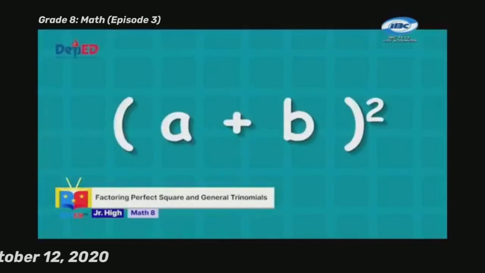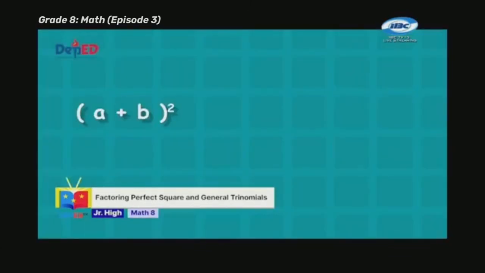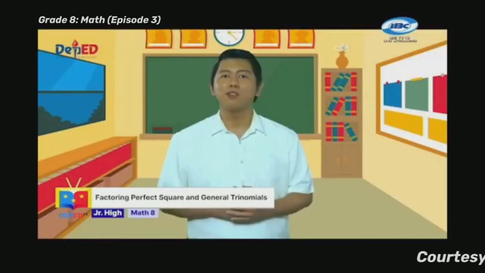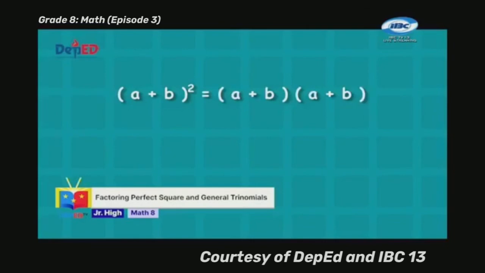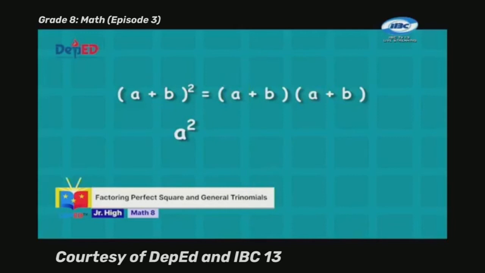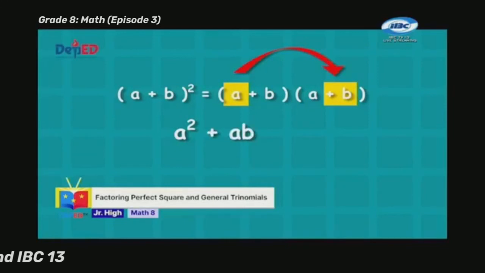Let us recall how to square the binomial a plus b. This can be written as the product of a plus b and itself. There are different ways to show this, but one of the simplest ways is to multiply the expressions using the FOIL method. We multiply the first terms in each binomial. A times a is a squared. Then, the outer terms, a times b, is positive ab.